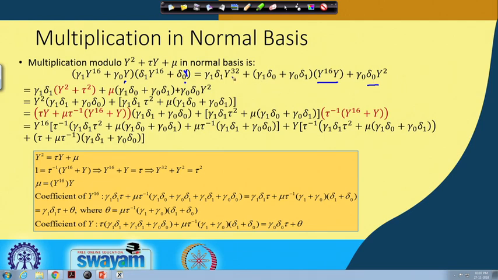So therefore what I do is I replace y power of 32 as y square plus tau square using the equation that we have just now seen, and y power of 16 into y we can write as mu. Okay, so that is my mu, and likewise I have got gamma 0 into delta 0 into y square. Okay, this is still not in my basis. Because my basis is y power of 16 and y, I have to bring the result back in y power of 16 and y. Okay, so it is slightly more involved than the polynomial basis, but it can be easily understood.